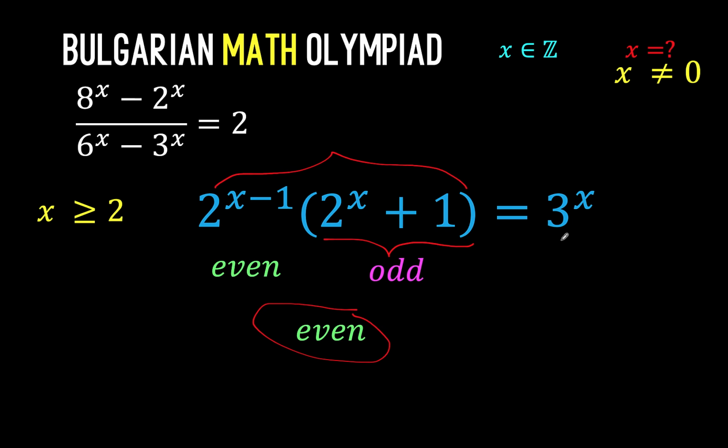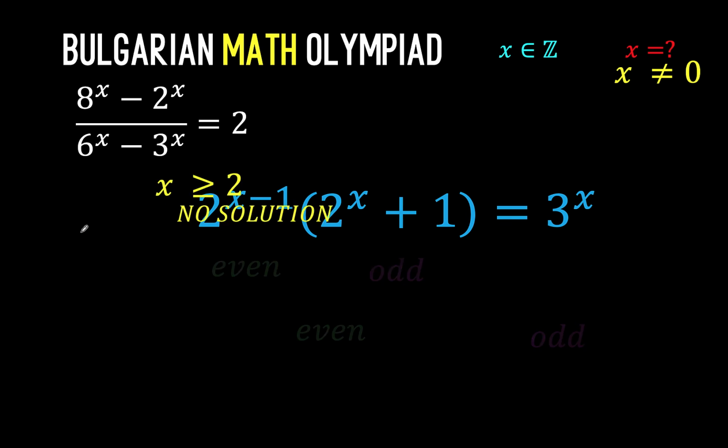Now at the right side, 3 is raised to any integer greater than or equal to 2. So when x is 2, you have 3 squared, which is 9, which is an odd number. 3 to the third is 27, also another odd number, and so on. So the right side is always an odd number. So an even number cannot be equal to an odd number. That means when x is greater than or equal to 2, there is no solution to this equation.